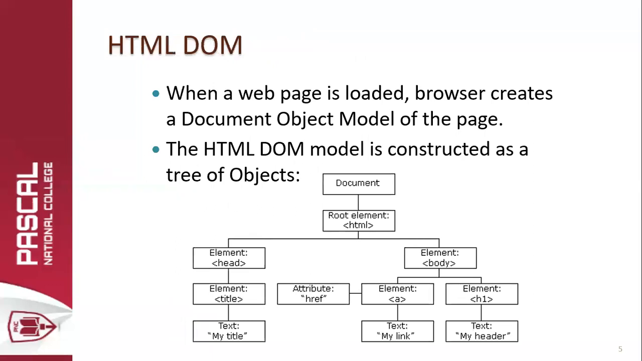So the HTML DOM is the document object model. Your page is generally a document and it follows the structure of this object model. At the top we have the document, the document window, then the root element is HTML. Within HTML, we have head and body. Within head, we can have the title, and for the title we will have some text value.